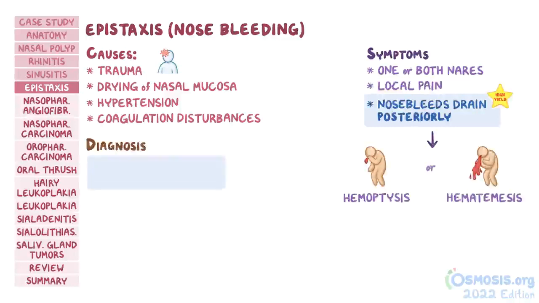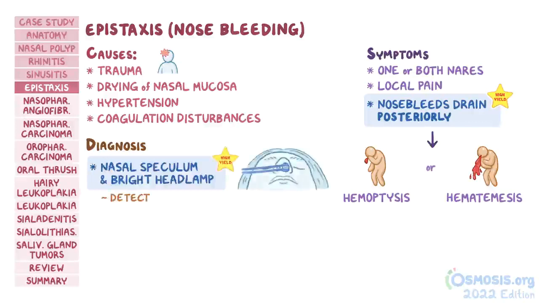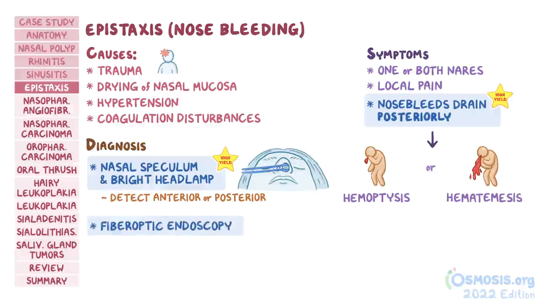Diagnosis is made clinically using a nasal speculum and a bright headlamp or head mirror, which can detect if the site is anterior or posterior. However, if a question mentions the bleeding is severe or recurrent and no site is seen, fiber optic endoscopy is necessary to see where the bleeding originates.